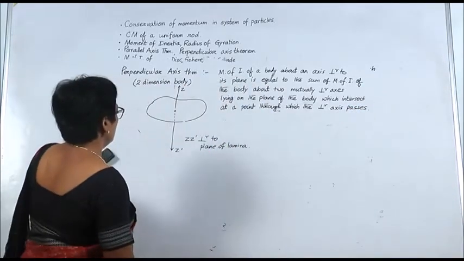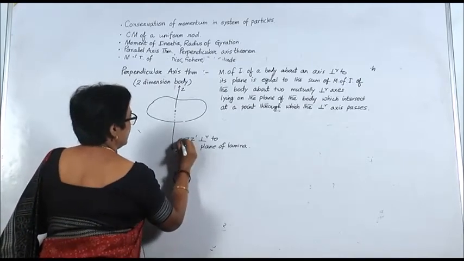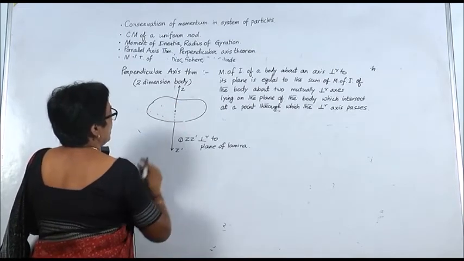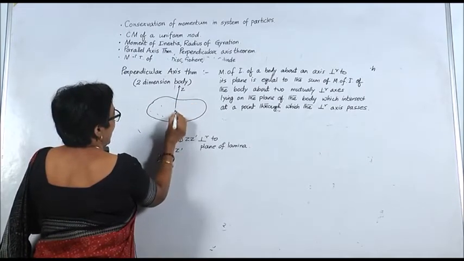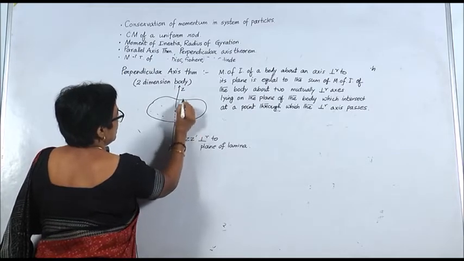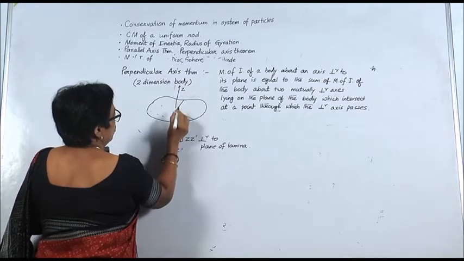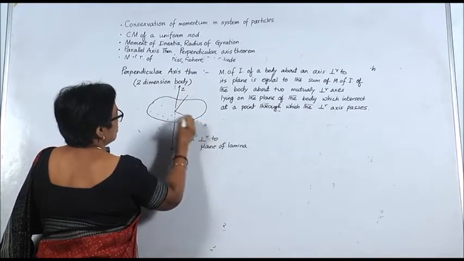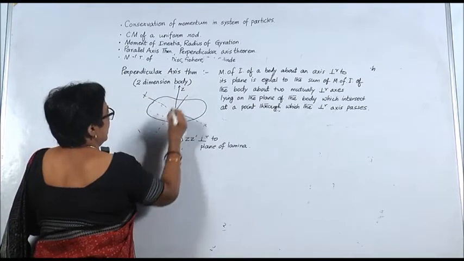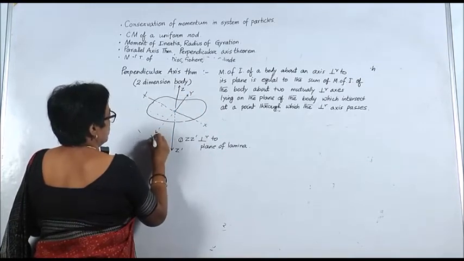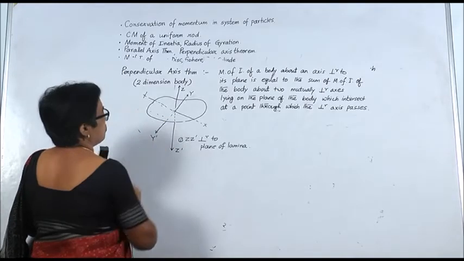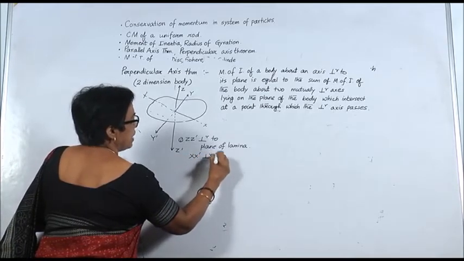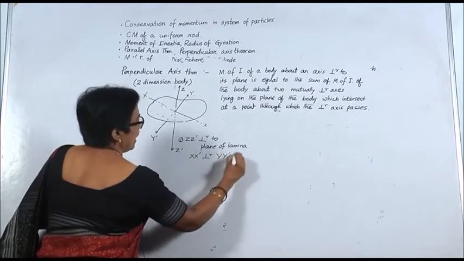That means z dash is the first thing, z dash is perpendicular to the plane of the lamina. This is my lamina. I will choose any two axes lying on the surface of the lamina, let us say this axis and perpendicular to that. So, these are the two axes, let me say this as x dash and y dash. x dash perpendicular to y dash, lying on the lamina.